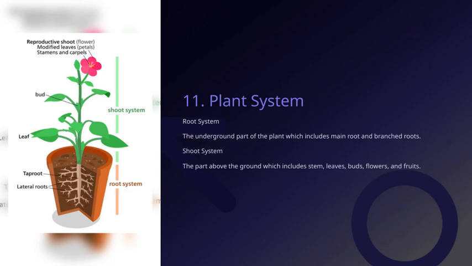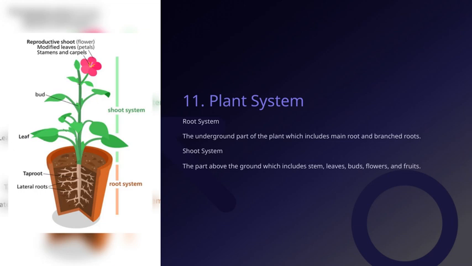This is the underground part of the plant, and it includes the main root as well as the branched roots that spread out. The root system plays a crucial role in anchoring the plant securely in the soil, absorbing water and nutrients and storing energy.